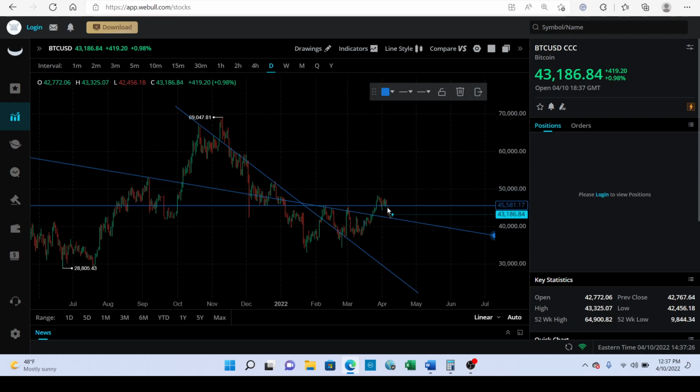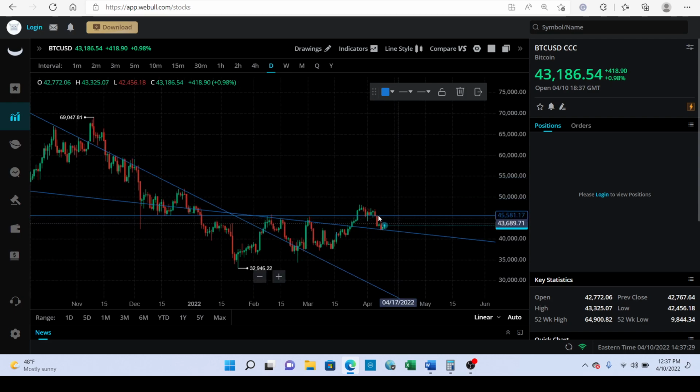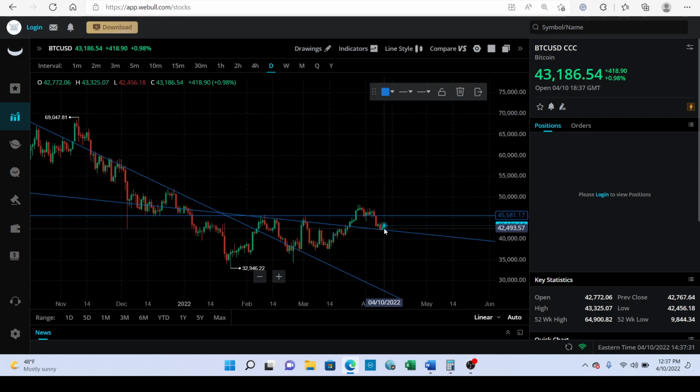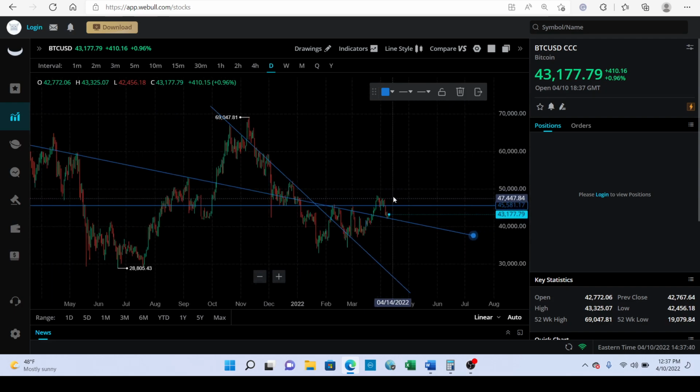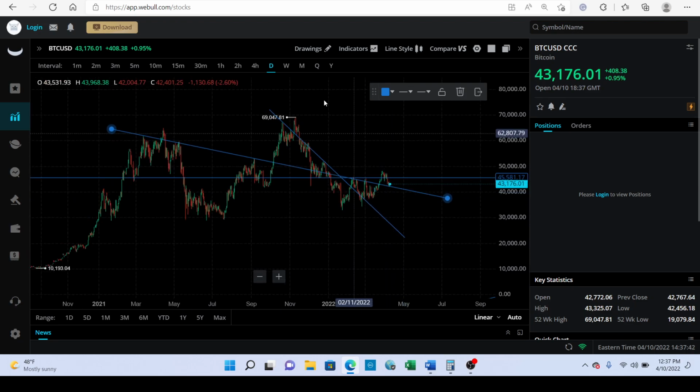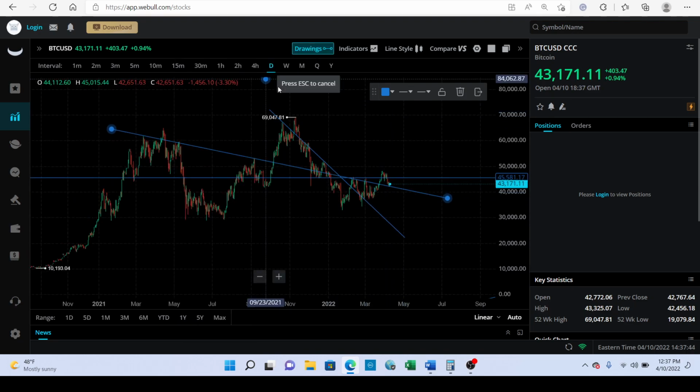Now look where we are right now. We are falling and we're kind of rebounding off this trend line. So do we fall below this or do we just bounce off of this? That's the big question. Let's introduce some support trend lines and resistance trend lines.